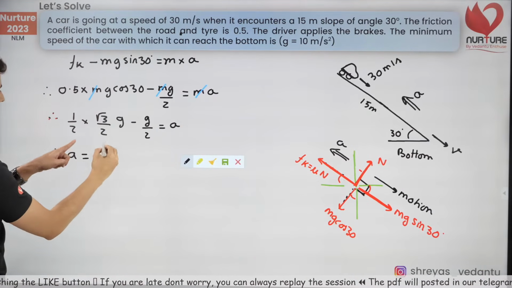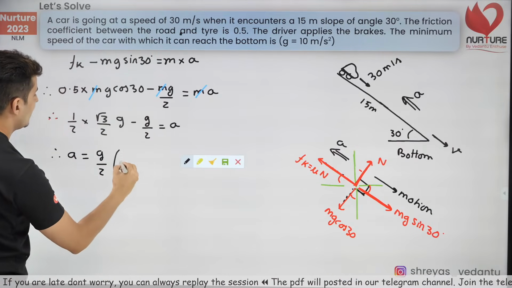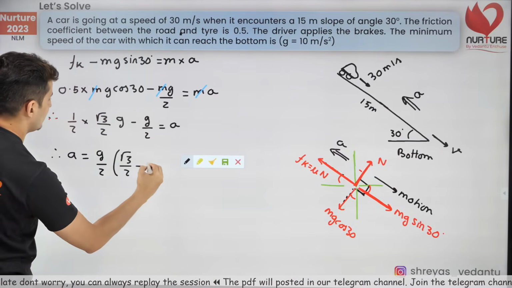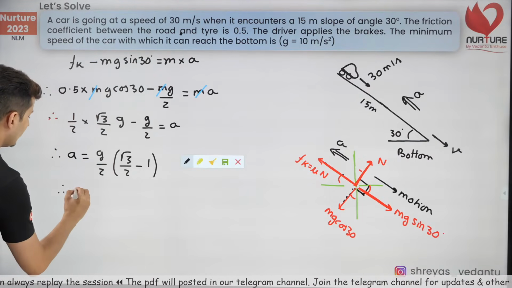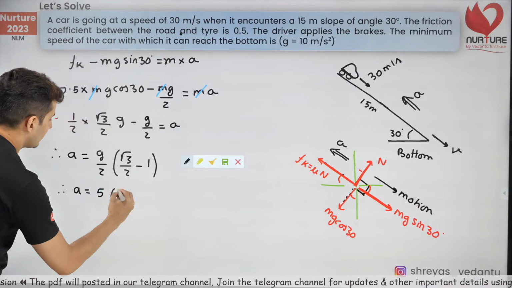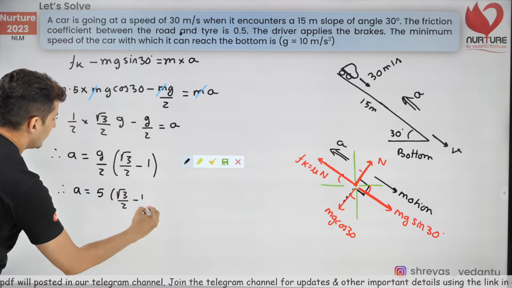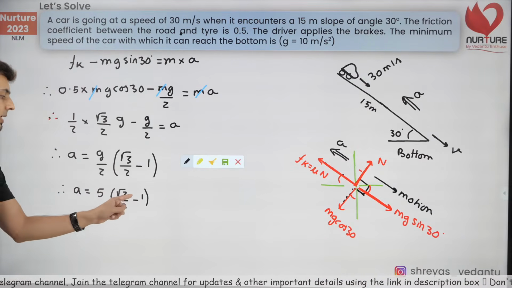Therefore, a is equal to, take g by 2 common, and you will have root 3 by 2 minus 1. g is 10. 10 by 2 is 5. So you will get this as 5 and you can write this as root 3 by 2 minus 1. Okay, cool. That's what I got. Acceleration is 5 into root 3 by 2 minus 1.